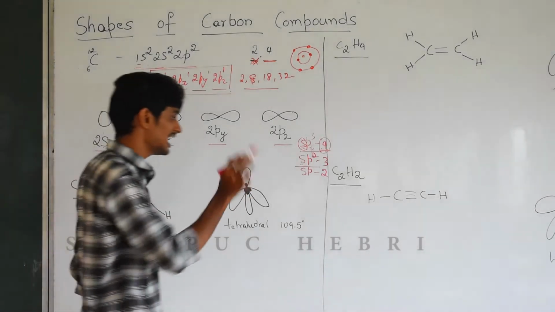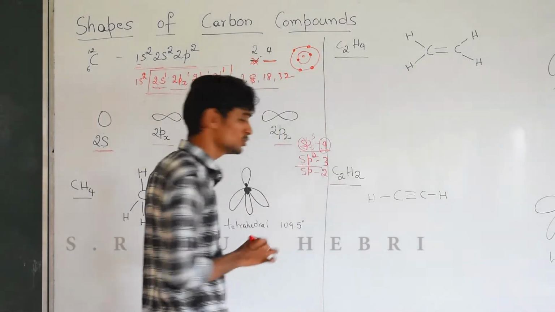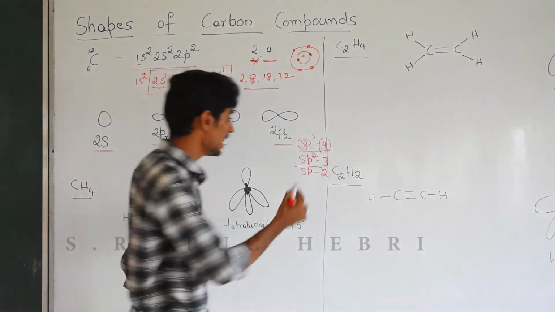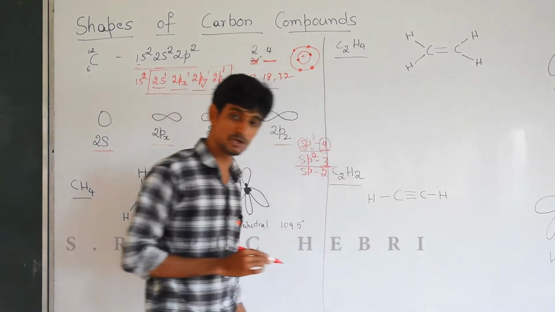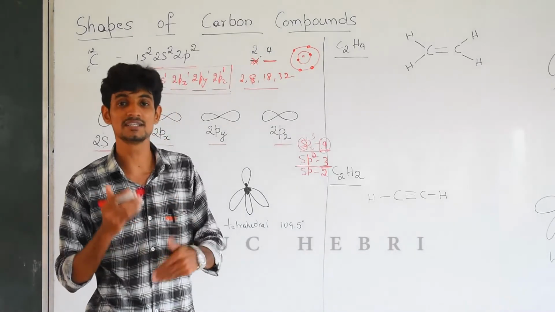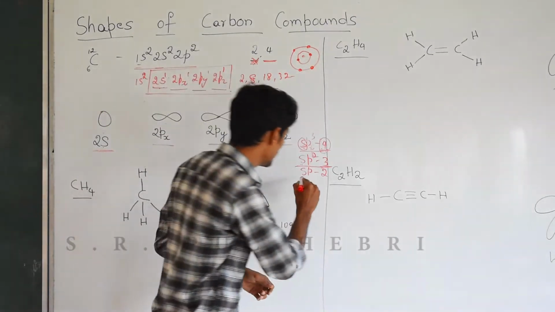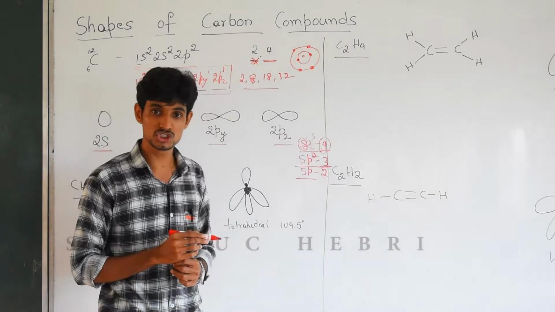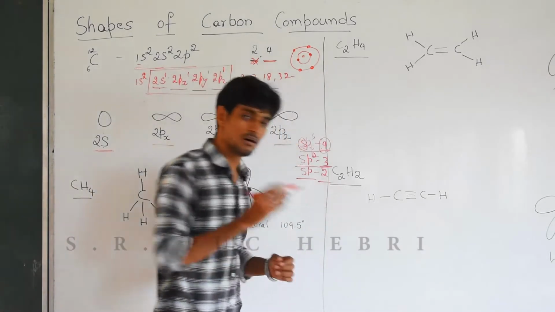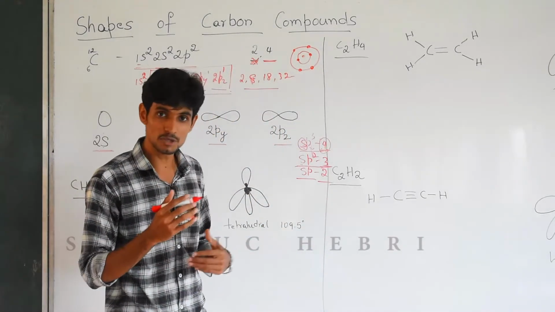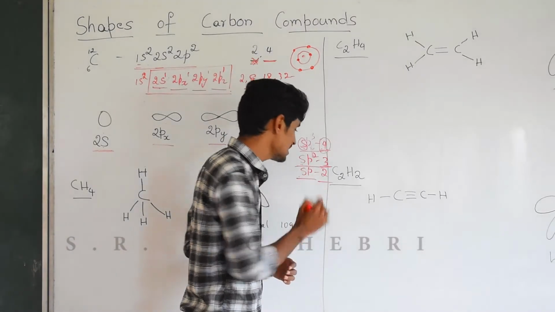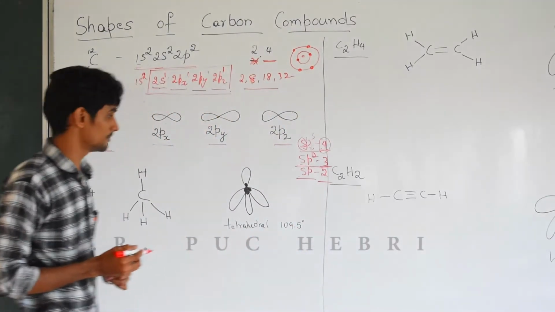Okay, so like that, in the sp2 hybridization, we will get three hybrid orbitals of the same energy and same shape, and in the sp hybridization, we will get two hybrid orbitals of the same energy and same shape.